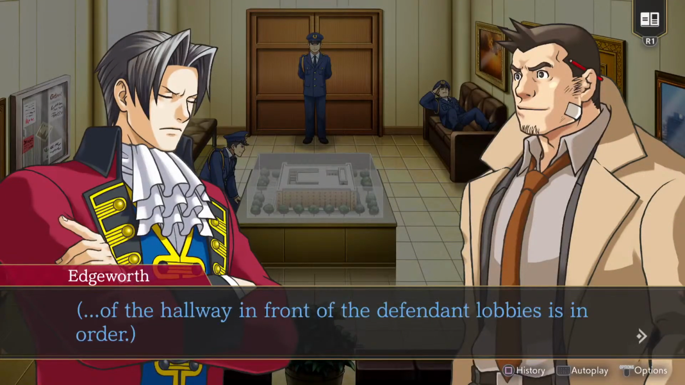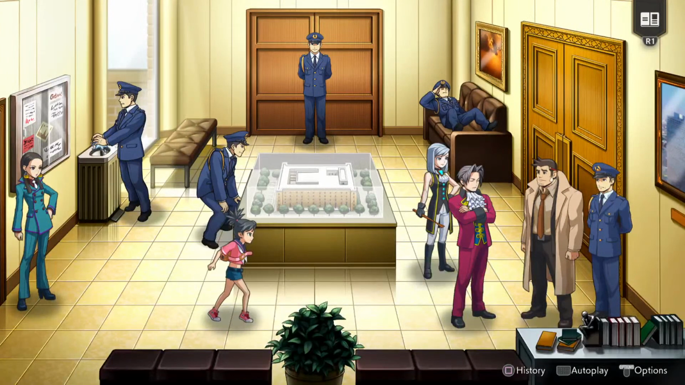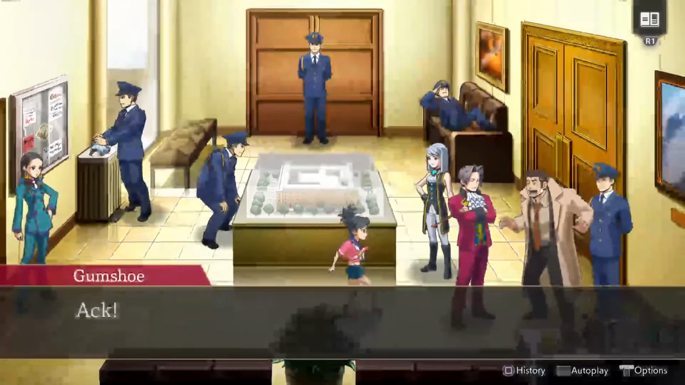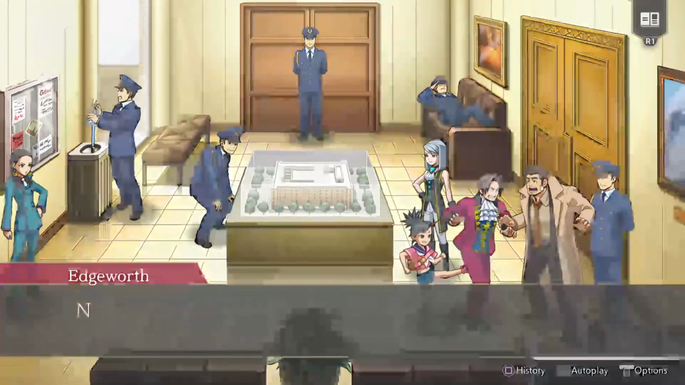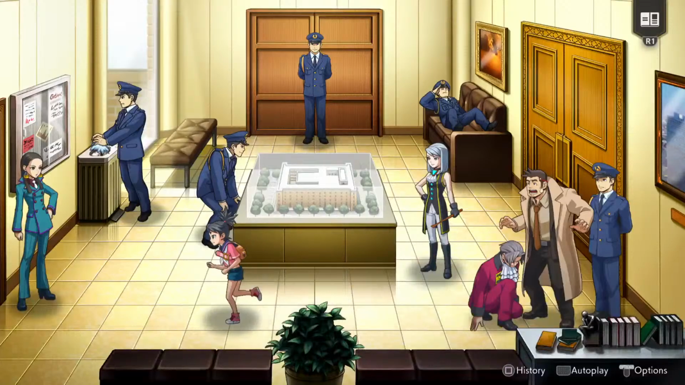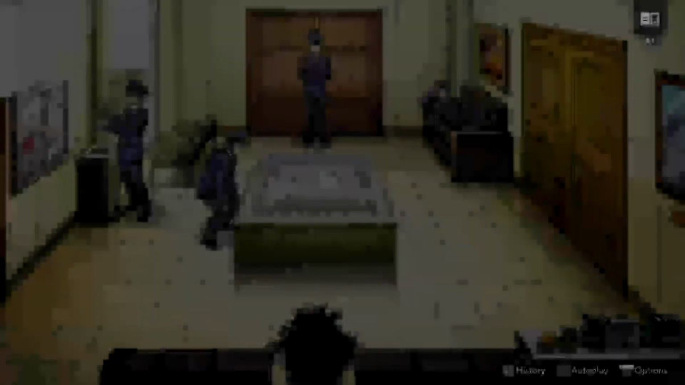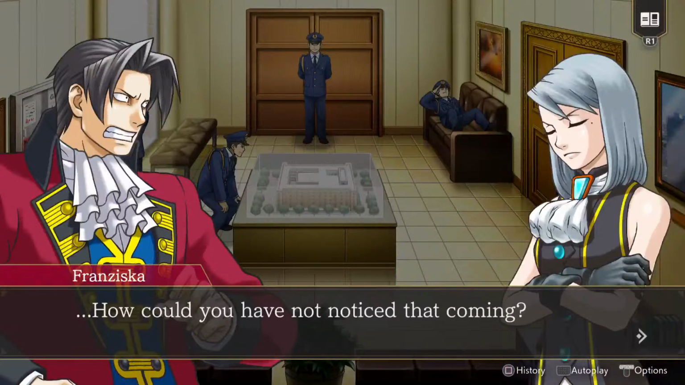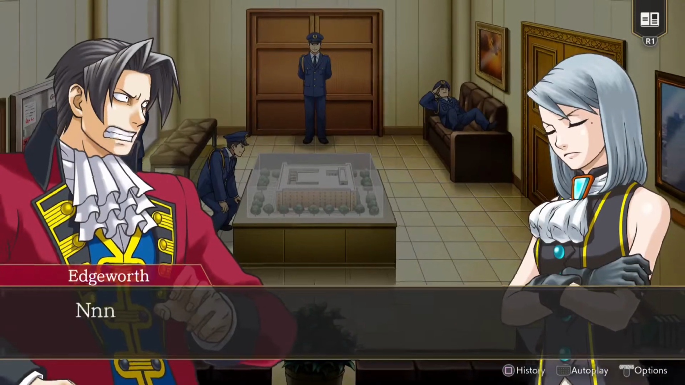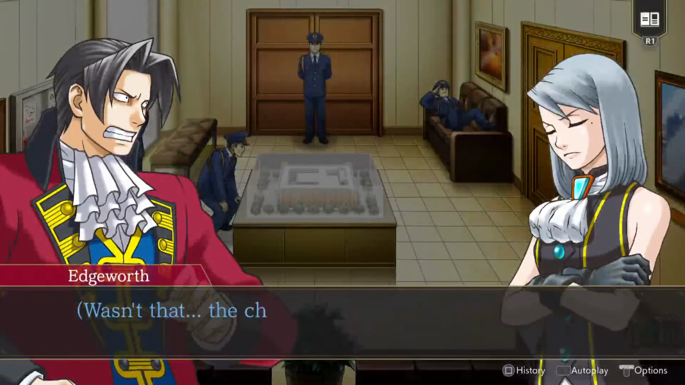I believe a thorough investigation of the hallway in front of the defendant lobbies is in order. Uh-oh. Mack, you! What the heck? You know what I think? I think she did something to make him leave his post. How could you not have noticed that coming? Wasn't that the child I changed money for earlier?